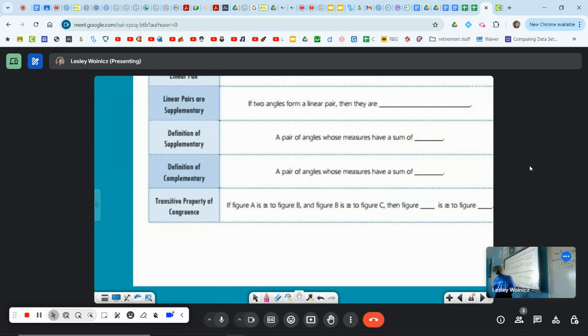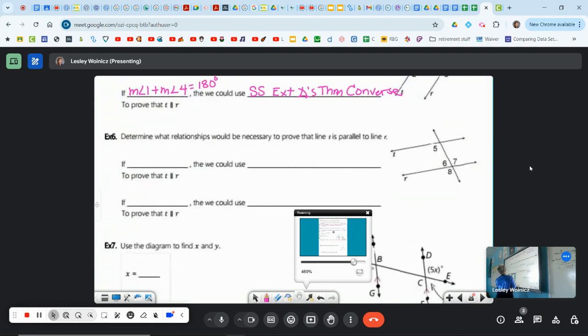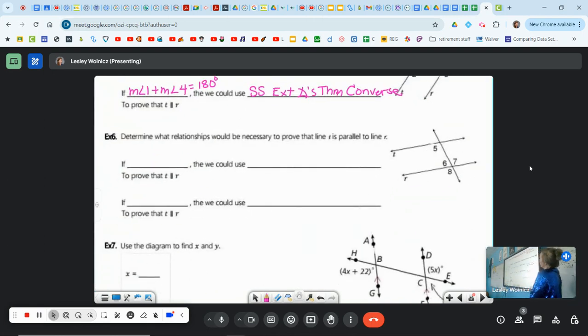Okay, where are we? All right, let's look at the next one. What relationships would we need in order to say that line T is parallel to line R? What about angle 5 and angle 8? Okay, and which? Yeah, yeah. Okay, what about 5 and 7? Could we use 5 and 7? Okay, what would 5 and 7 need to be?